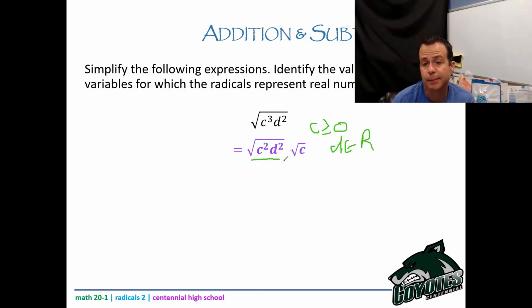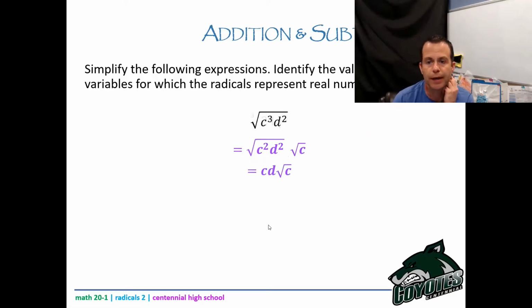So now I have to ask myself, what's the root of C squared D squared? Well, what's the root of C squared? That would be C. And what's the root of D squared? That would be D. So I end up with CD root C.